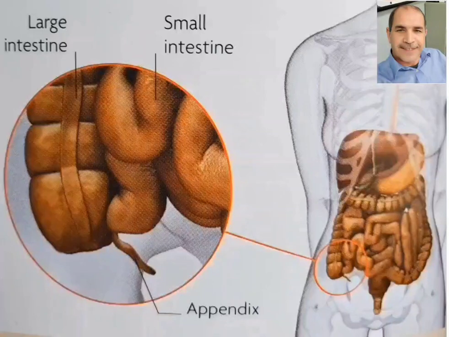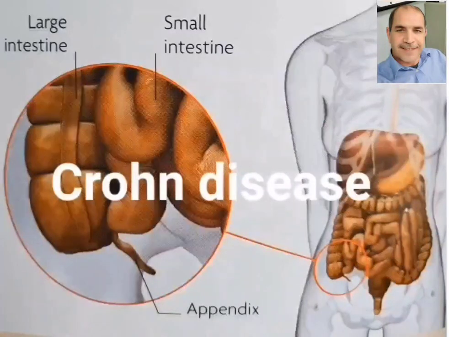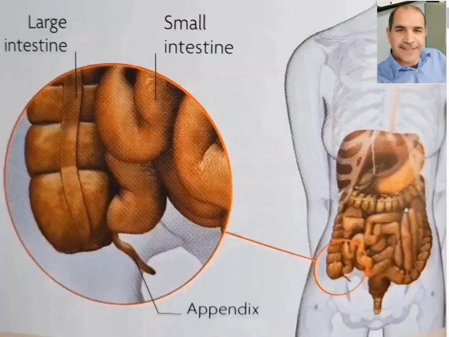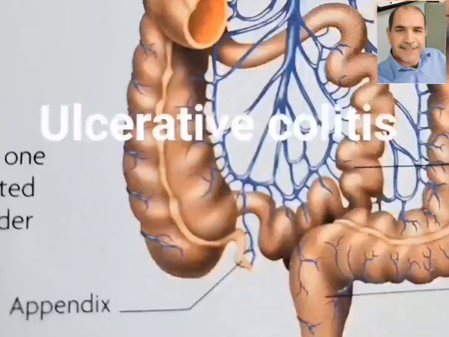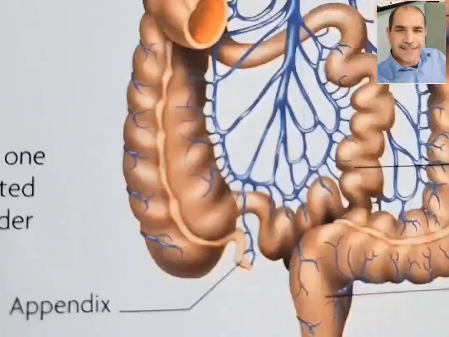Crohn's disease. Inflammatory bowel disease that can cause cramping abdominal pain, diarrhea, and weight loss. Blood tests and colonoscopy can help differentiate it from appendicitis. Ulcerative colitis. Inflammatory bowel disease that causes inflammation and ulcers in the inner lining of the colon. It typically causes cramping abdominal pain, bloody diarrhea, and urgency to have a bowel movement. Similar to Crohn's, blood tests and colonoscopy can help differentiate it from appendicitis.